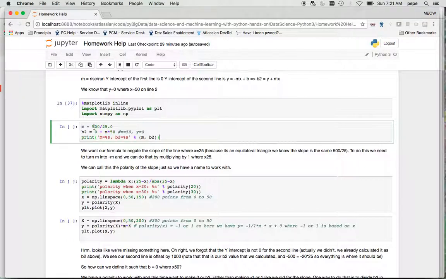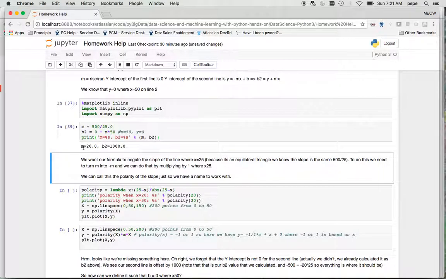So here our slope is 500 divided by 25, our height divided by the distance it took to get there. And then b2 is our y value, 0, plus our slope times our x value of 50. So there we see that our slope is 20, and our y-intercept for our second line is 1,000.